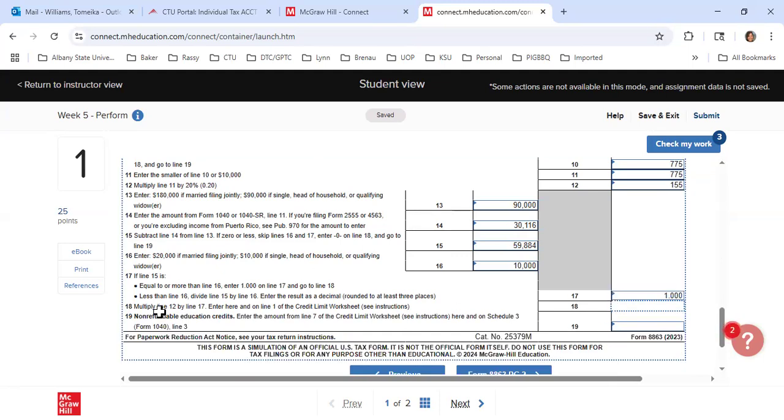Line 18 says to multiply line 12 by 17. And so our line 12, we had $155. And so multiplying that by 1 just gives you $155. Line 19, non-refundable education credits. It says enter the amount from line 7 on the credit limit worksheet here and on Schedule 3. In other words, the 155. So let me know once you have this complete, and then we're going to go to the 8863, page 2.